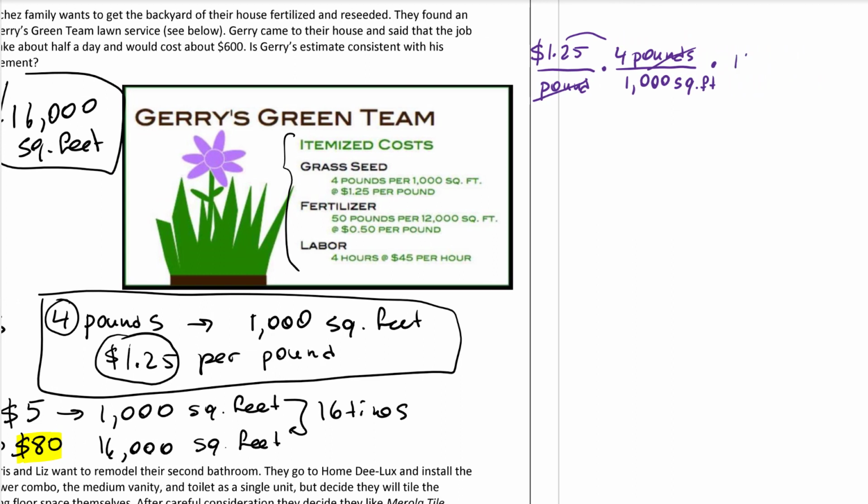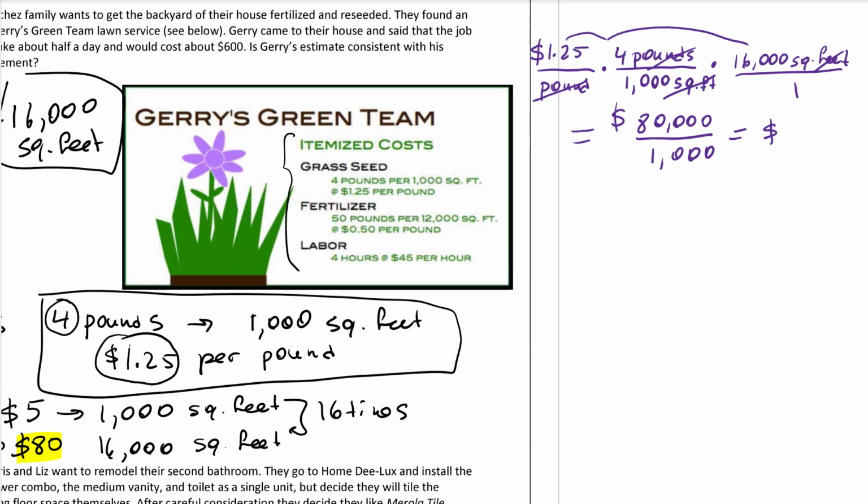And then you multiply by 16,000 square feet because you have that land that you want to cover. So then the square footage would cancel. And if you multiply it all together like this, you will get 80,000 across over 1,000. The only unit remaining is dollars. And then you simplify it and you get $80.